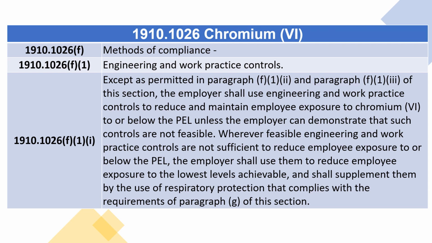Wherever feasible engineering and work practice controls are not sufficient to reduce employee exposure to or below the PL, the employer shall use them to reduce employee exposure to the lowest levels achievable, and shall supplement them by the use of respiratory protection that complies with the requirements of paragraph G of this section.